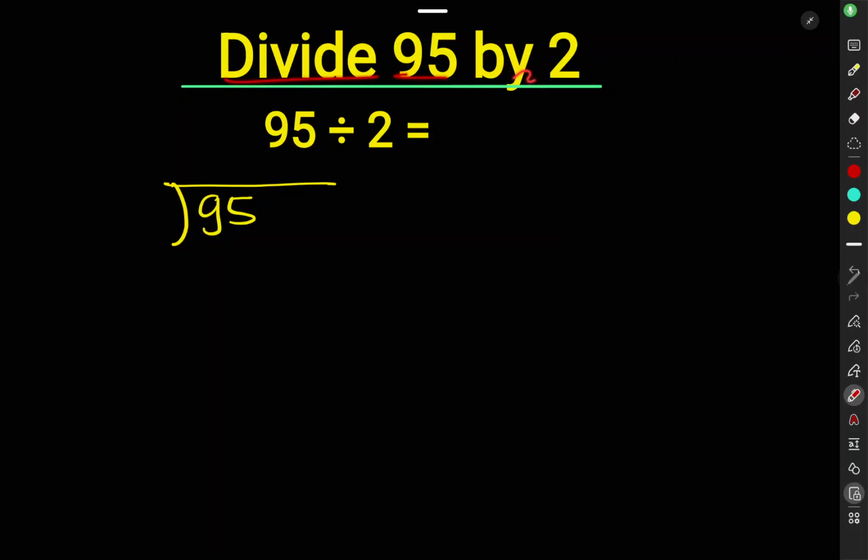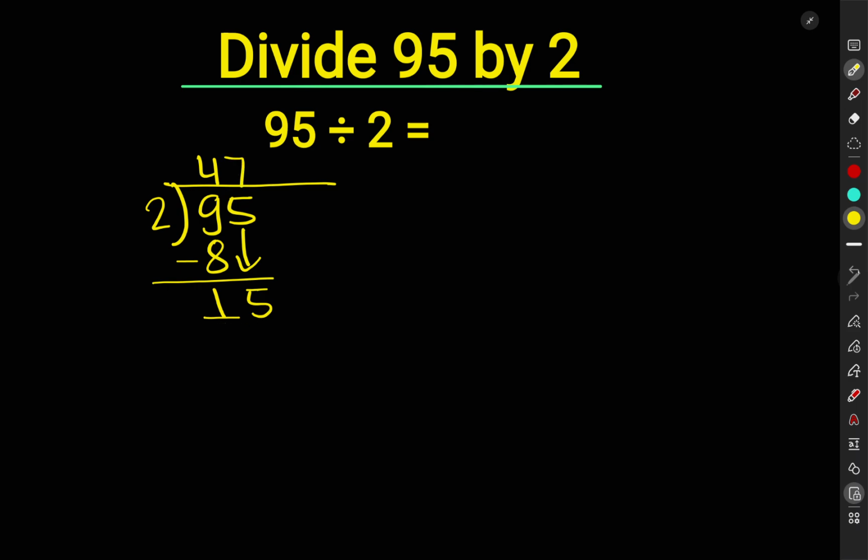Divide 95 by 2. So here we divide 95 by 2 in a long division method. So 2 times 4 means 8. On subtracting we get 1. So now this 1 is less than 2, so we bring down the number beside this, 5. So now it became 15.